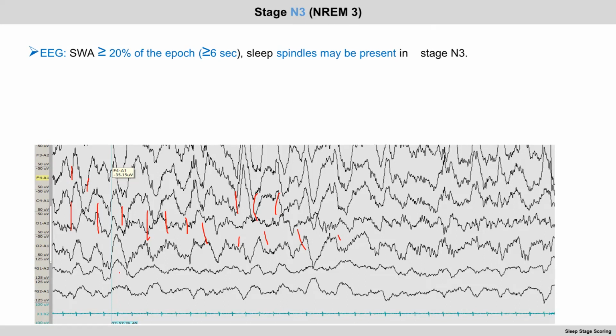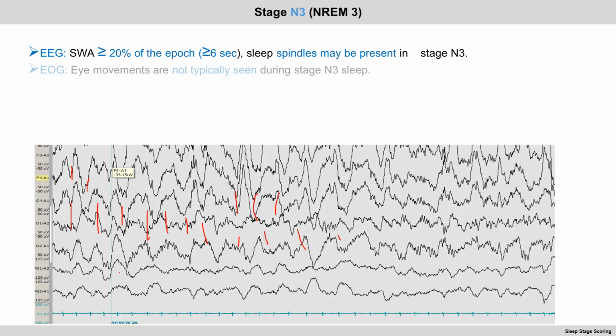Although spindle is there, you have to present that, okay, sleep spindles may be present in N3, but when slow wave activity is high, then there is no role of spindle to designate that epoch as stage 2 or N3. When N3 comes, spindle power reduces, or mean power does not have meaning in case of scoring. Otherwise, physiologically, it has meaning.